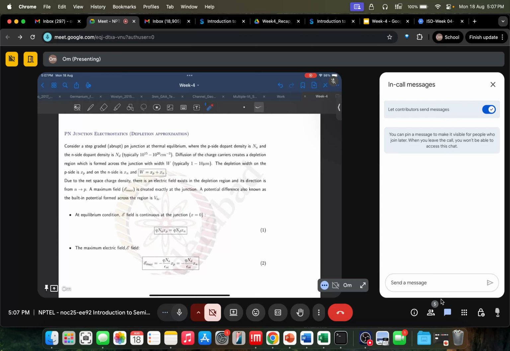So in PN junction electrostatics, consider a step graded PN junction at thermal equilibrium where P side dopant is Na. So we have a step graded PN junction where P side is Na and N side is Nd. Diffusion of charge carriers creates a depletion region which is formed across the junction with width W. So electrons move from here and holes move from here. It forms a depletion region. It's called WD.